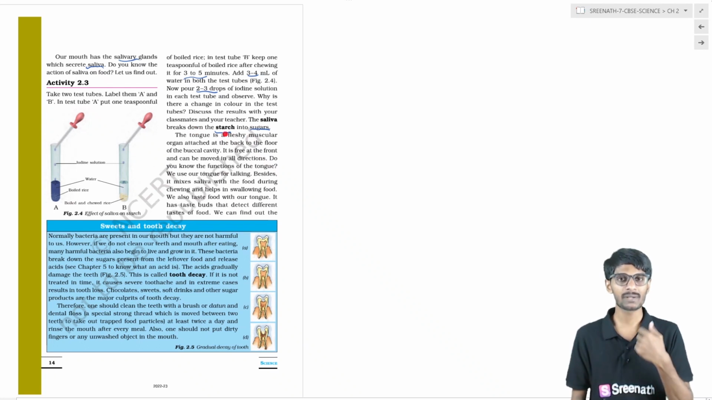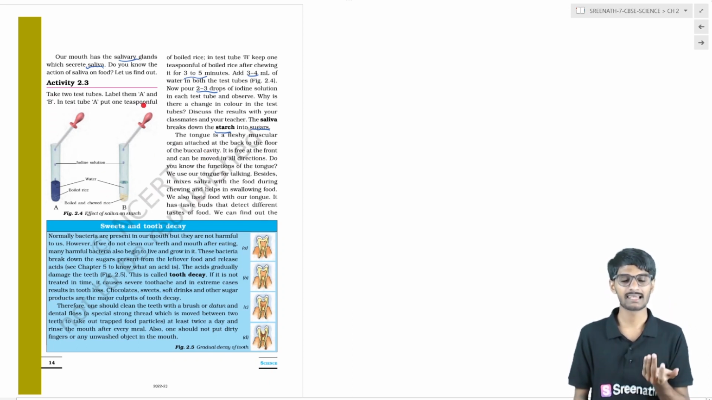So what happened after the action of saliva? After the action of saliva, there is no starch in our food. That's why there is no color change here. So this is about the function of our teeth and the salivary glands.